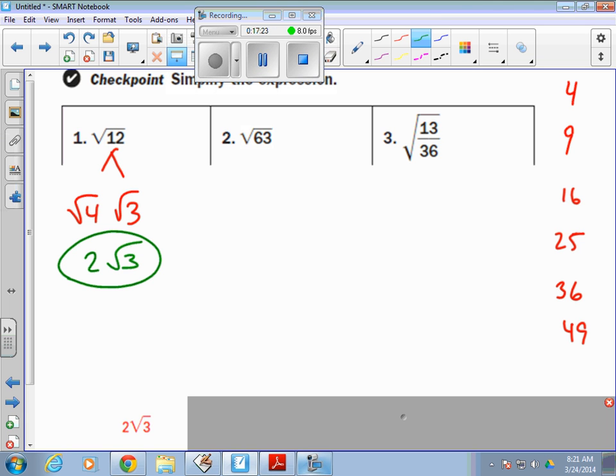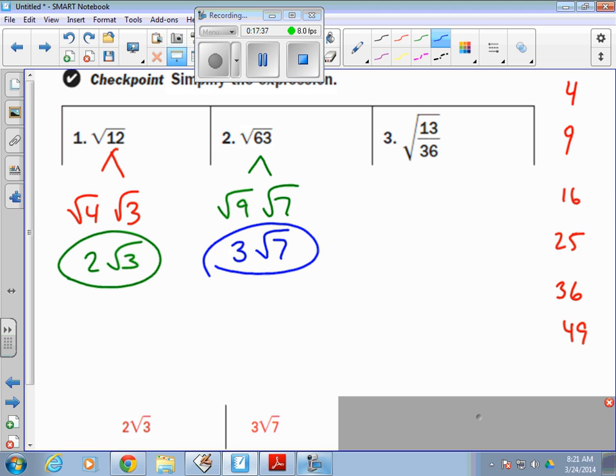The square root of 63. 9 times something gives you 63. So the square root of 9 times the square root of 7. Square root of 9 is 3 square root of 7. Any one of those numbers go into 7? No. Simplified, 3 square root of 7.